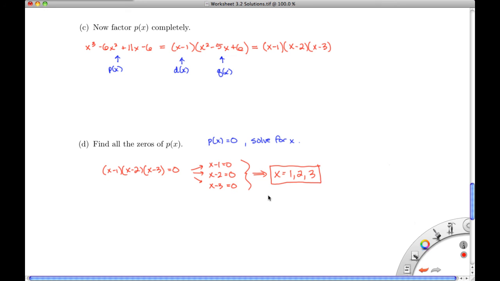So that takes care of that one. So through this whole process of polynomial division and completely factoring, we found all the zeros of this cubic polynomial.